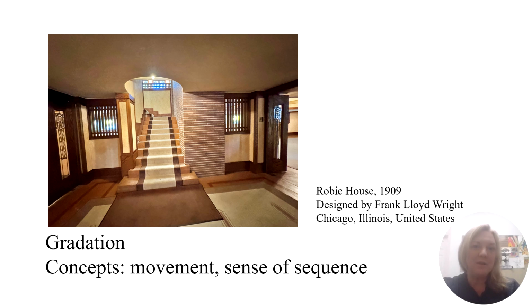And in this particular staircase, located in the Robie House in Chicago, Illinois, one of the early examples of Frank Lloyd Wright's residential architecture associated with the Prairie School movement, Frank Lloyd Wright has increased the sense of gradation because the last two stairs are bigger than the upper stairs. And so the sense of movement and the sense of going from large to small and low to high is increased. We get a sense of movement and a sense of sequence.